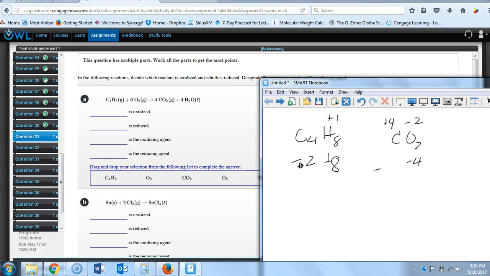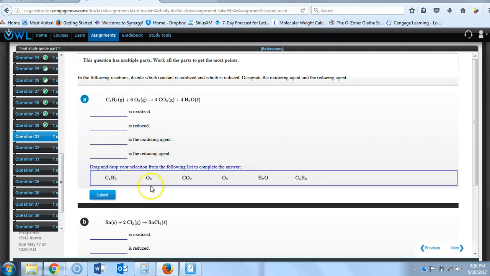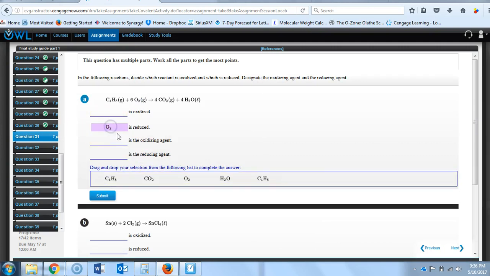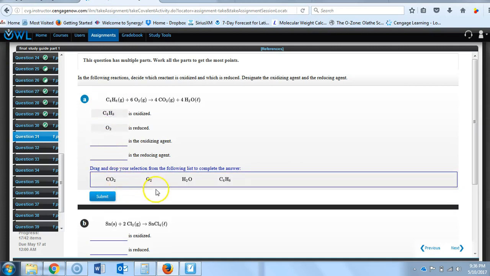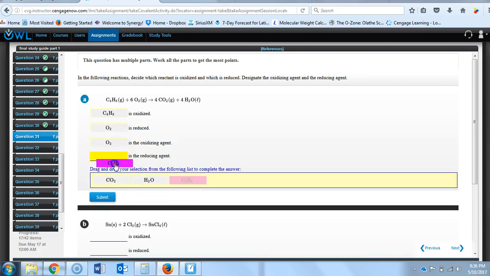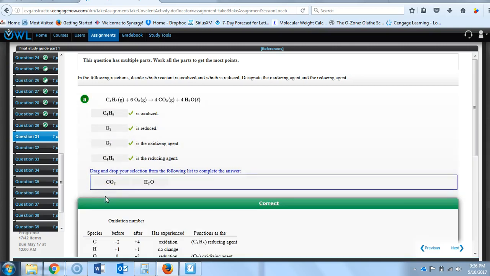So the oxygen is going from a 0 to a -2. So it is being reduced. Its charge is going down. It's gaining electrons. So we'll move oxygen up here. That means the carbon is what's being oxidized. The oxidizing agent is what is being reduced, so that's going to be oxygen. And the reducing agent is what's being oxidized. There you go.